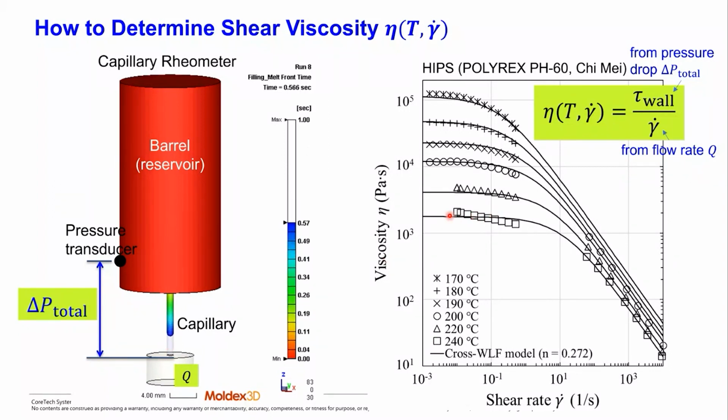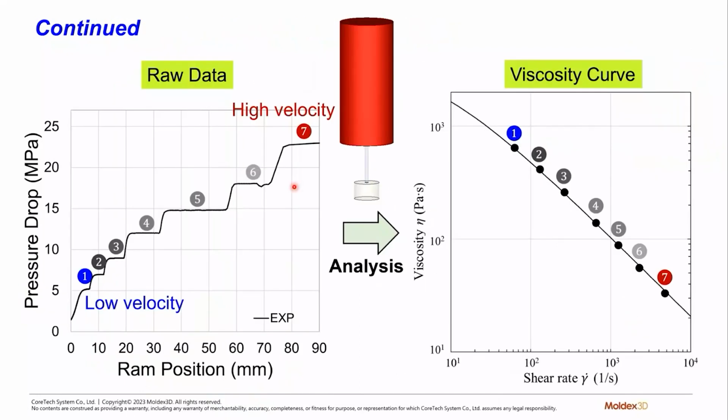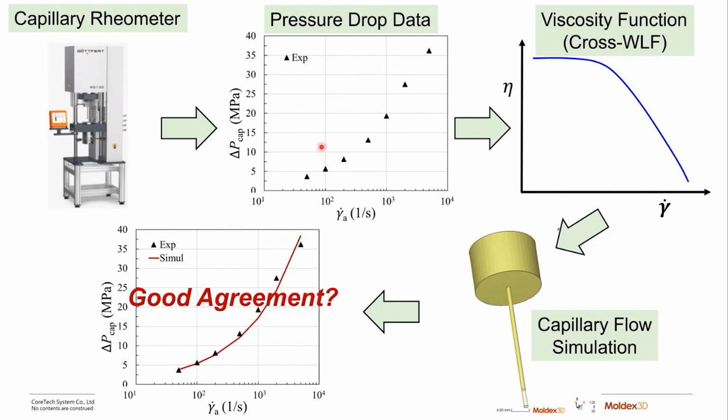As you can see, each curve through the data points represents viscosities at a constant temperature, but at different shear rates. To be more specific, we gradually increase the piston velocity from a low velocity to a high velocity. By using Newton's law of viscosity, we can construct an isothermal viscosity curve, which can be used for simulations. This is the flow chart detailing the procedures.